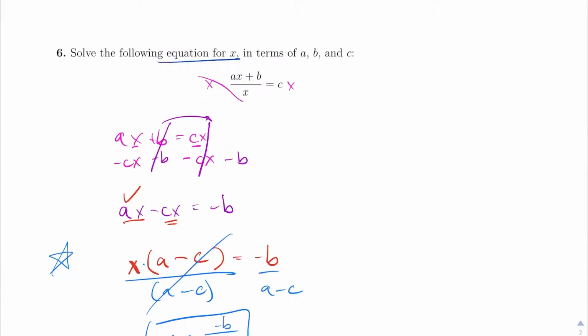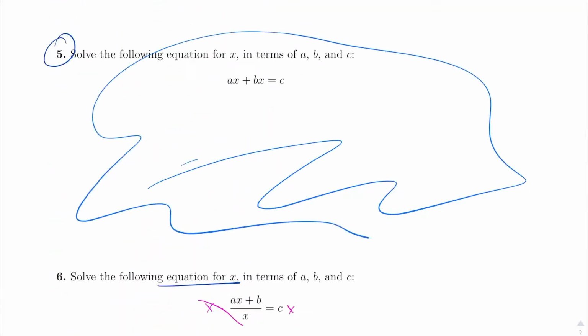All right guys, you can use a similar technique to solve this problem here, but this is going to be a challenge for you to do, so figure it out.